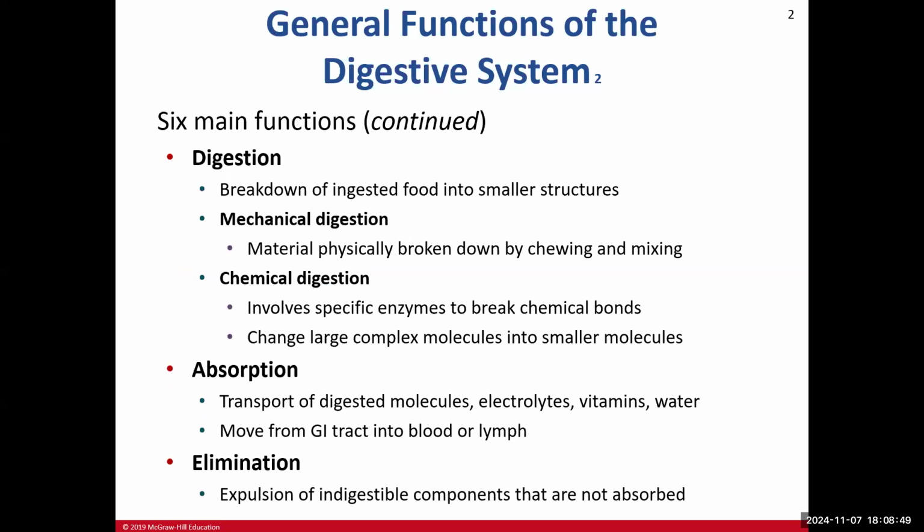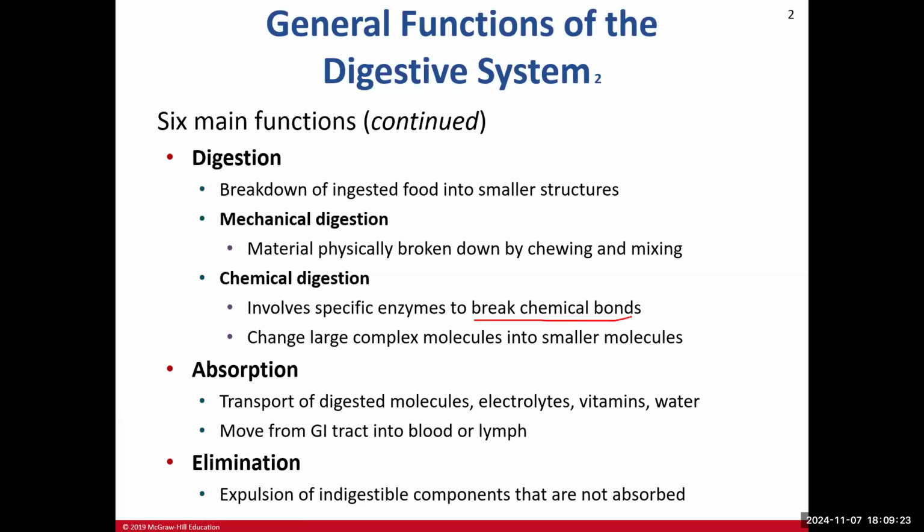And then our last three is, of course, the whole purpose of this chapter, digestion, where we're going to break down large structures into smaller ones. And I want you to know there's two types of digestion. Mechanical digestion, literally when you put something in your mouth and you start to chew on it, right? That's the mechanical aspect. You're physically breaking things down into smaller parts and pieces. And then you have chemical digestion. And chemical digestion is hugely important for the breaking of chemical bonds.